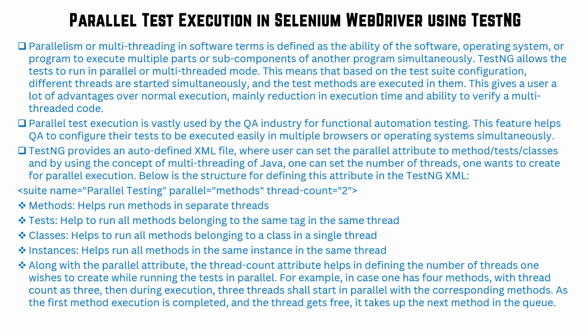Parallel testing is vastly used by the QA industry for functional automation testing. This feature helps QA configure their tests to be executed easily on multiple browsers and operating systems simultaneously. TestNG provides an XML file, which we have already seen, the testng.xml file, where the user can set the parallel attribute to method level, test level, or classes level. And by using the concept of multi-threading of Java, one can set the number of threads one wants to create for parallel execution. This is the structure. At the suite level, you can give the suite name and use parallel equal to either methods, tests, classes or instances, and thread count.